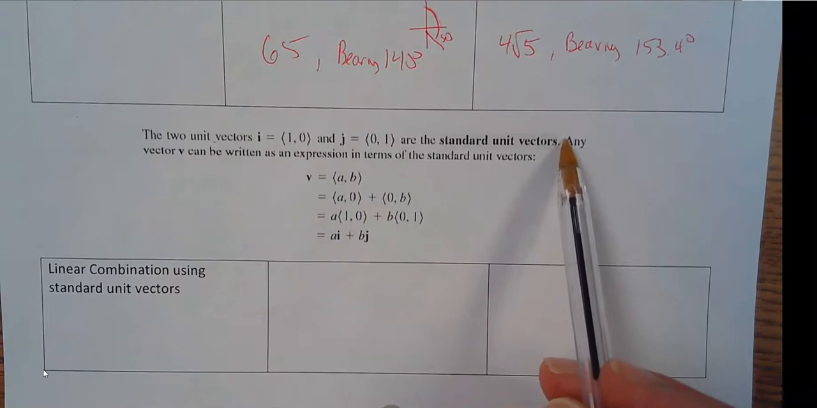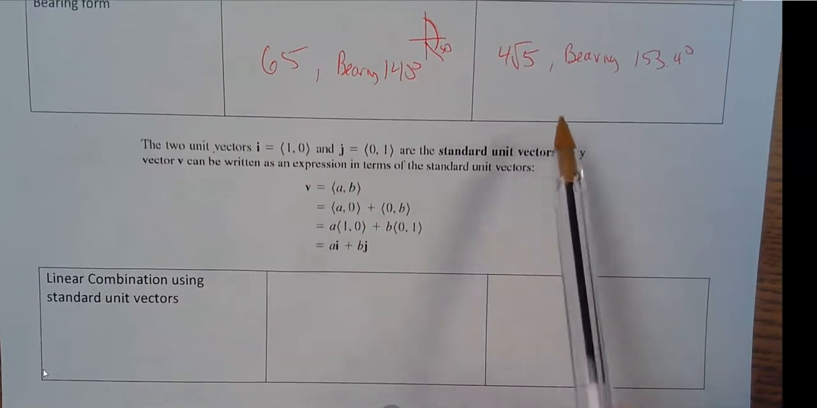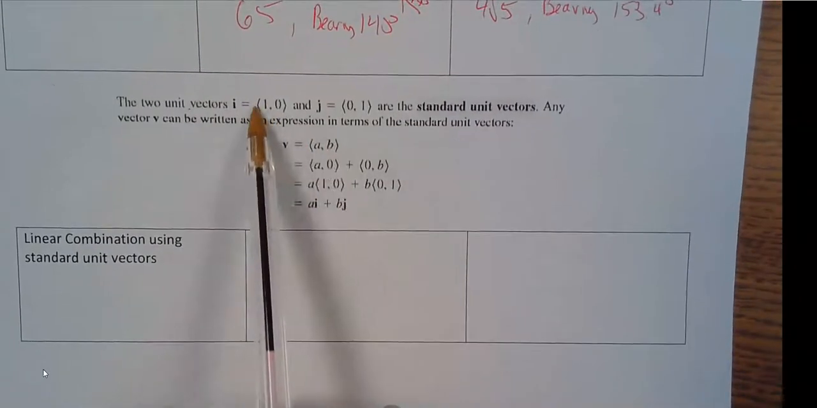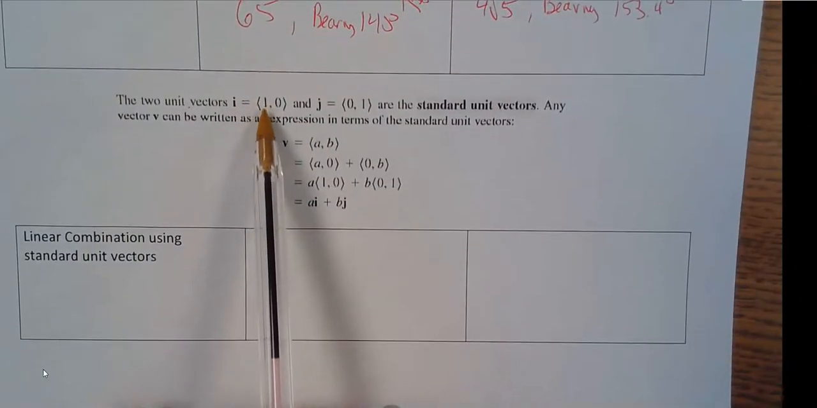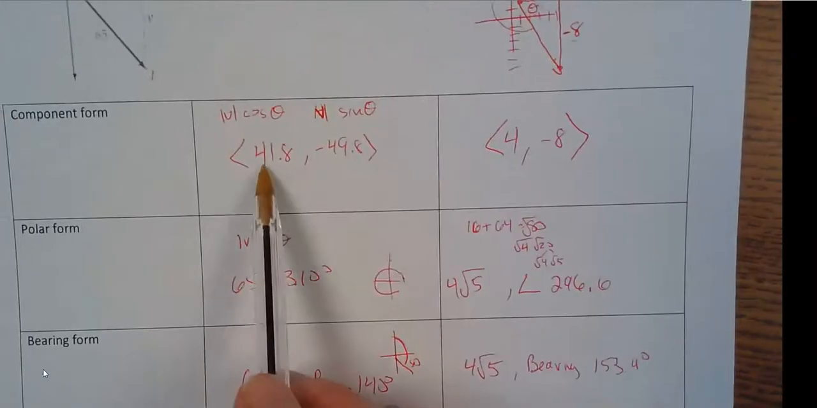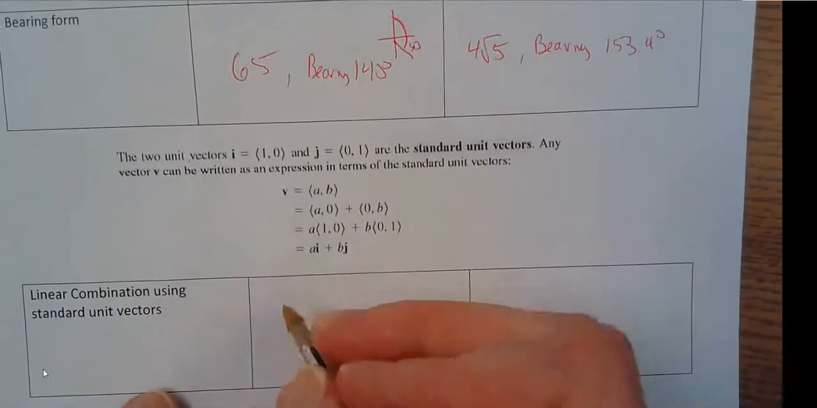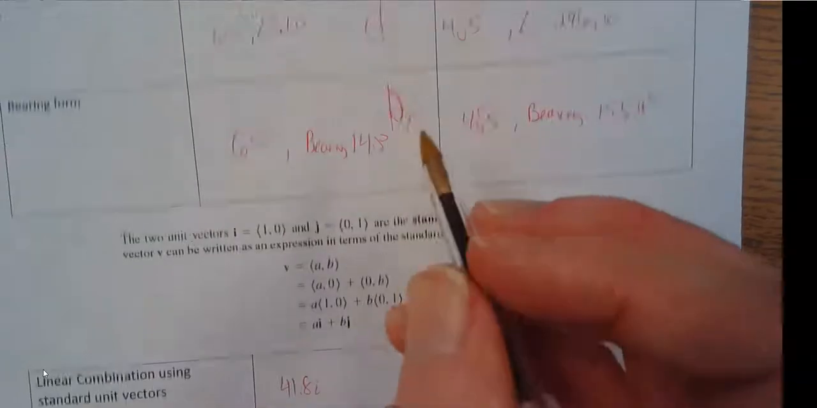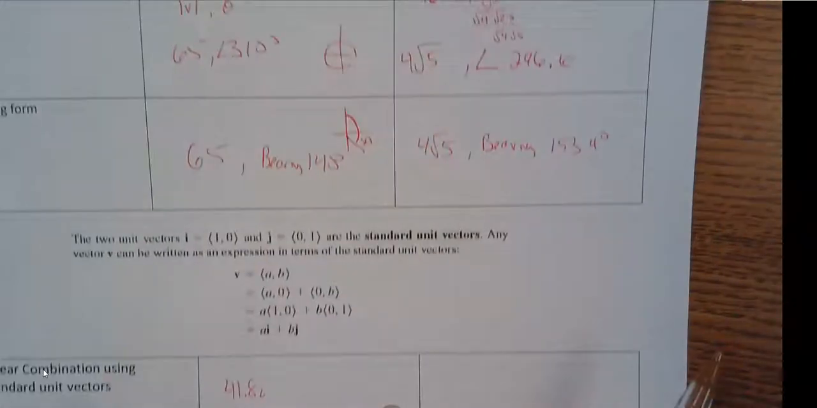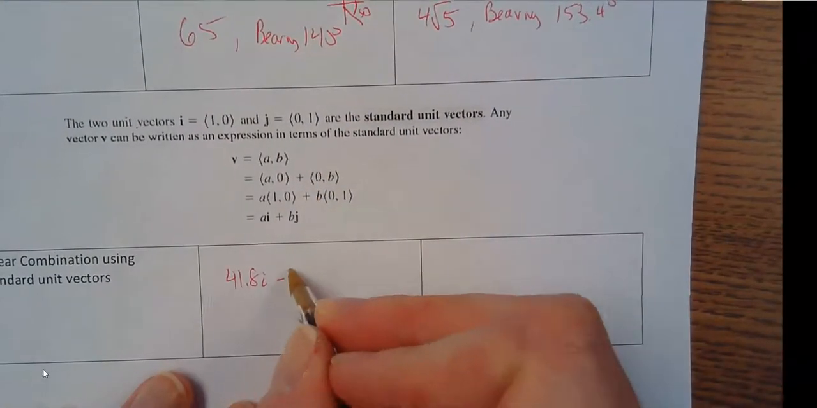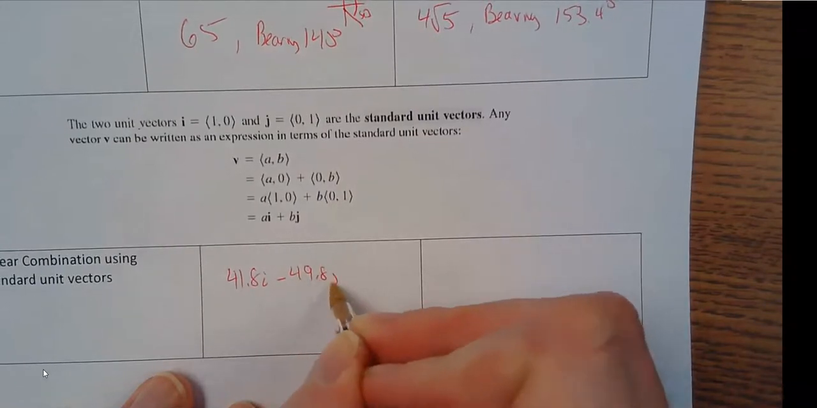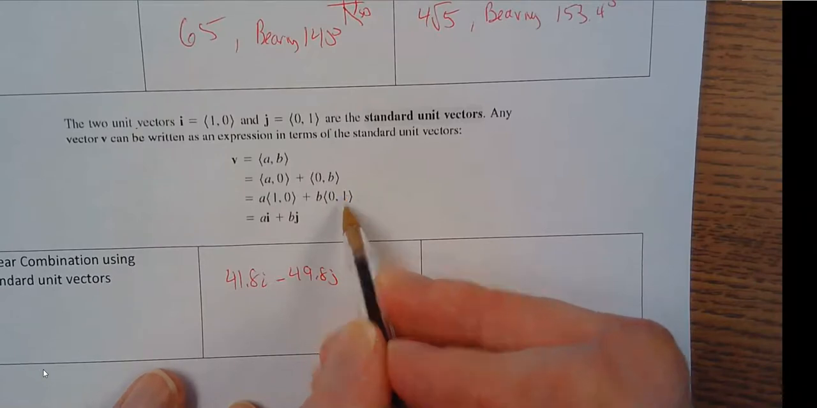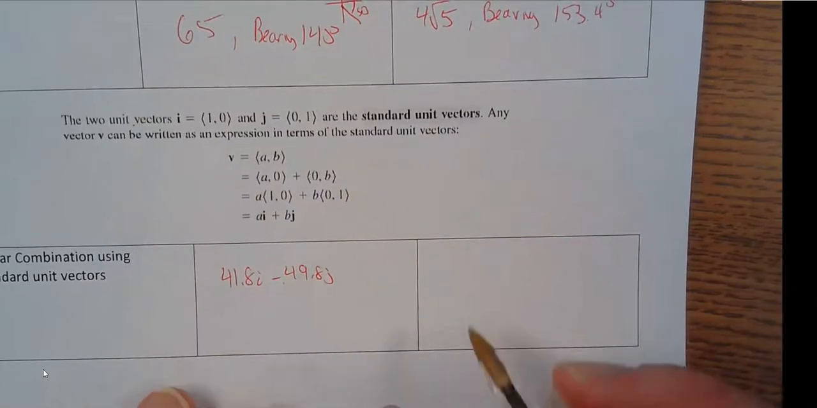If I want to rewrite, and this is more going from component form, which is the easiest one, you're basically saying how many i units, how many 1 units to the right do I have to go? So if this is 41.8 to the right, that means I need to take 41.8 times i. And then this is down 49.8, so I need to take away 49.8 times the j vector, which means down 1. Or I'm sorry, up 1. So if I'm subtracting, that means down.